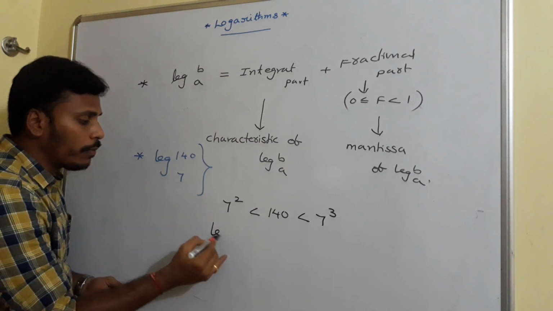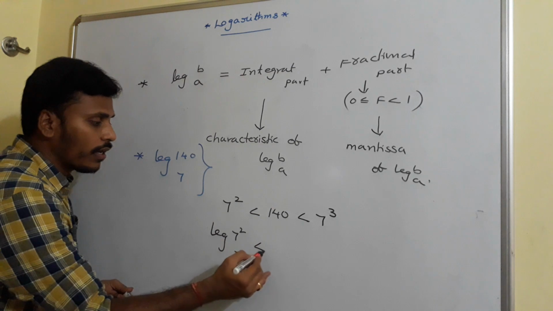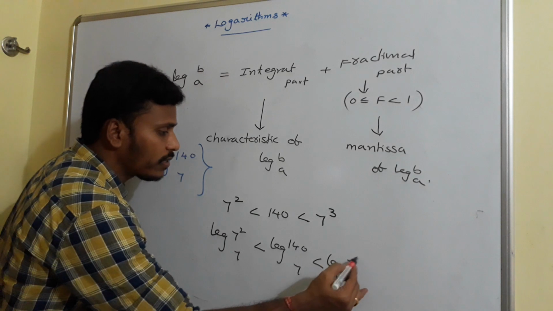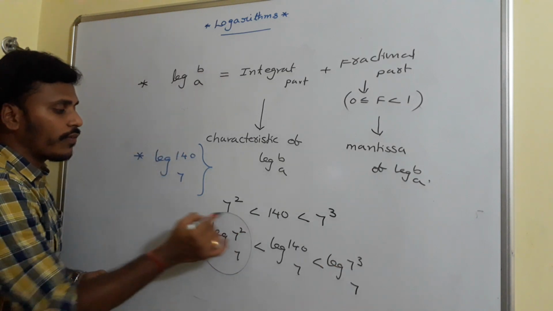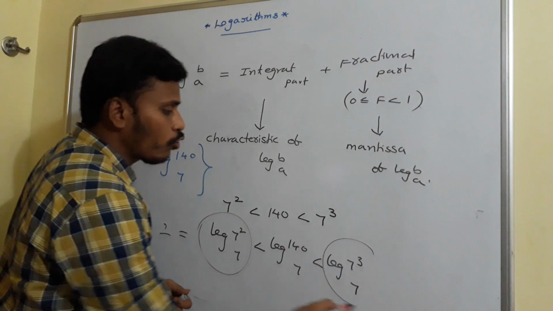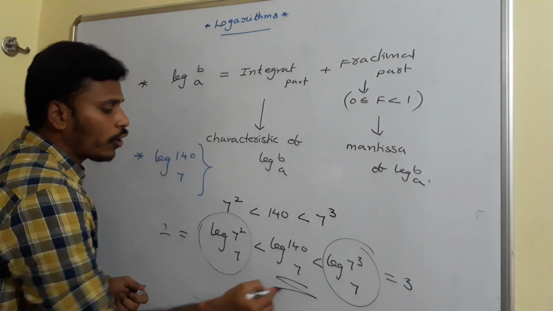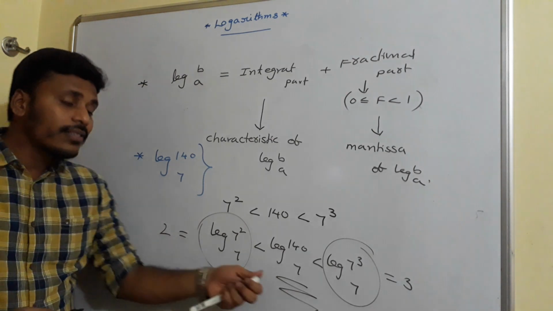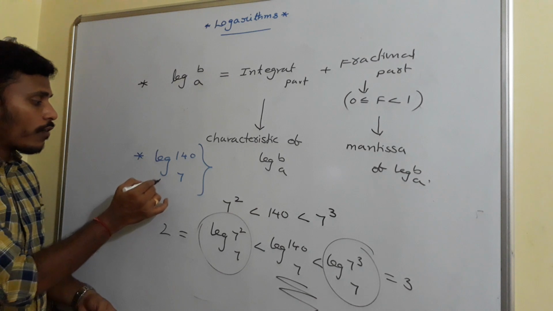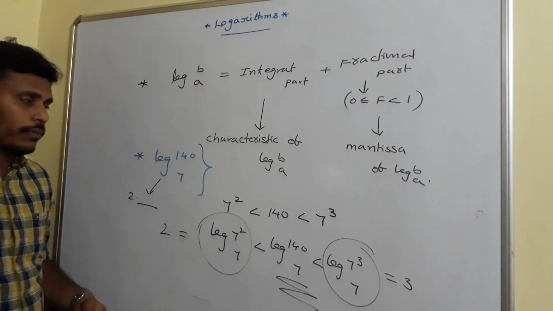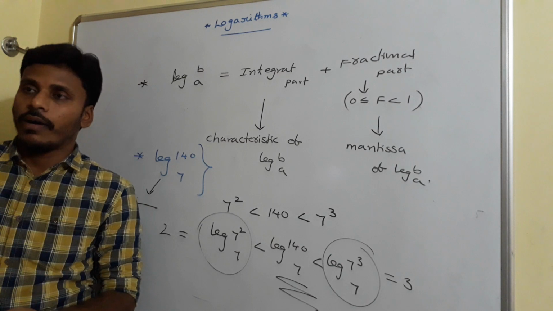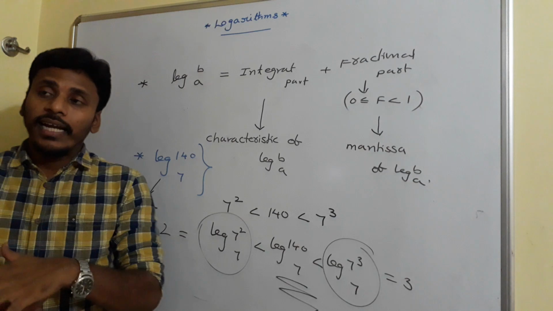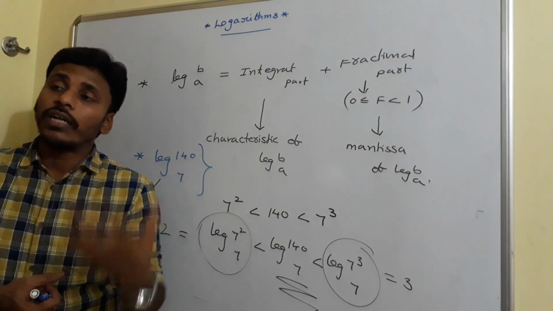Now if you apply logarithm with base 7, log 7 square base 7 is less than log 140 base 7 is less than log 7 cube base 7. Now this log 7 square base 7 can be written as 2, whereas this log 7 cube base 7 is 3. Now we conclude that this log 140 base 7 is a number between 2 and 3. Since it lies between 2 and 3, this log 140 base 7 can be written as 2 point something, so 2 plus some fractional part. So what is the characteristic? 2 is its characteristic. Keep in mind that the characteristic is the integral part of that logarithmic value.